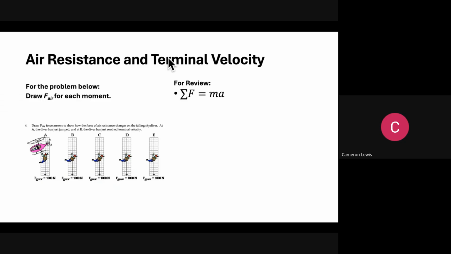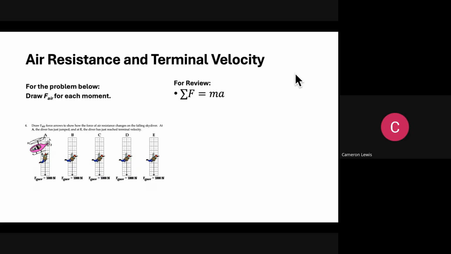Think about that in terms of air resistance. So now let's look at this one, which is more conceptual. We want to know how the air resistance will look at A, when they just jumped out, and at E, when they've reached terminal velocity. So at A, when they just jumped out, how much air resistance do you think they'll have? Not a lot. So the arrow will be small or big? It'd be small. Small, good.